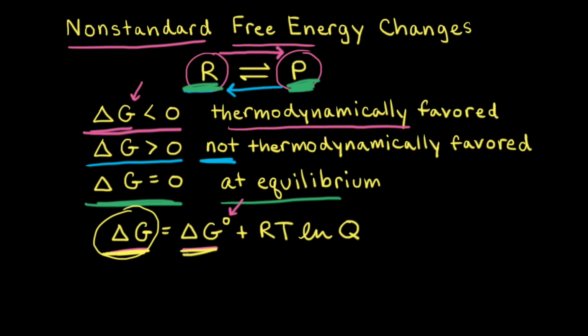Delta G naught is a different situation. Delta G naught is a constant at a certain temperature, and that's because it's referring to the difference in free energy between reactants and products in their standard states. And so this value will remain the same as the net reaction moves to the left or to the right. To calculate the non-standard change in free energy, delta G, it's equal to the standard change in free energy, delta G naught, plus RT natural log of Q, where R is the ideal gas constant, T is the temperature in Kelvin, and Q is the reaction quotient.